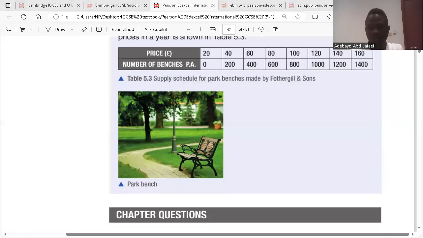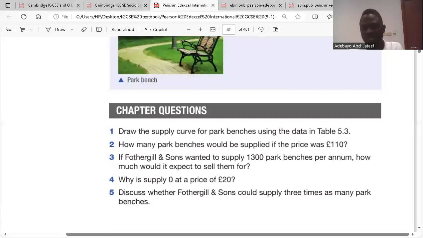The second question: how many park benches would be supplied if the price was 110? If the price was 110, you would have drawn the graph, then figure out where 110 is. 110 is in between 100 and 120. You trace it to the curve and put it down. So it is at 900.